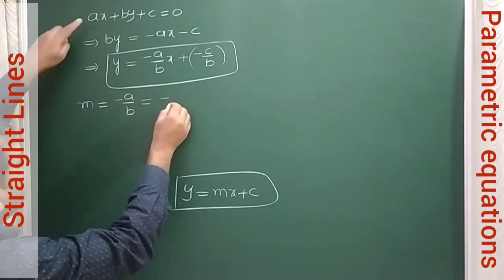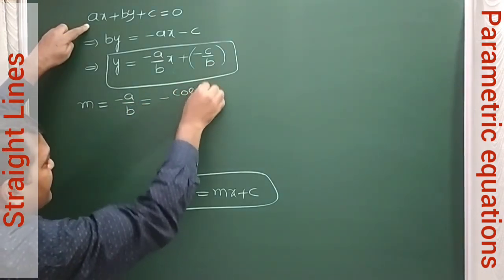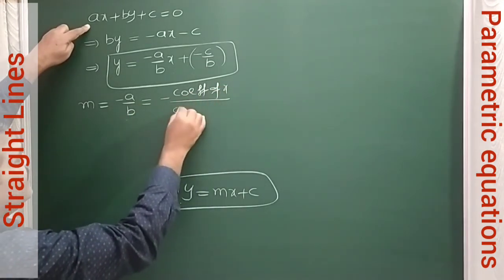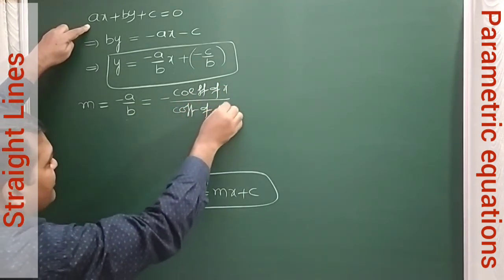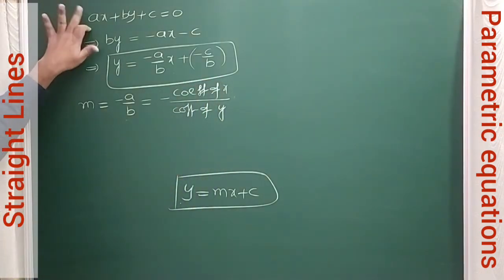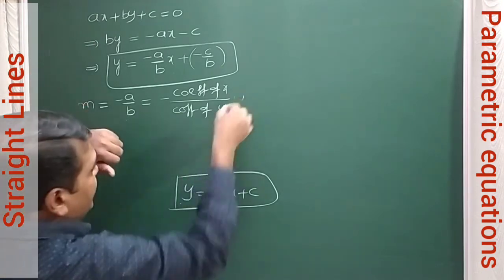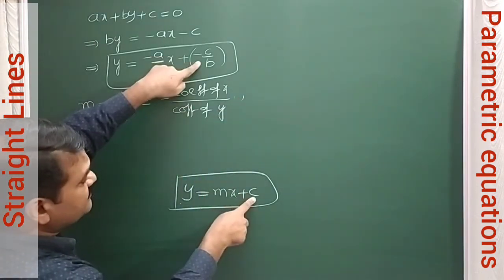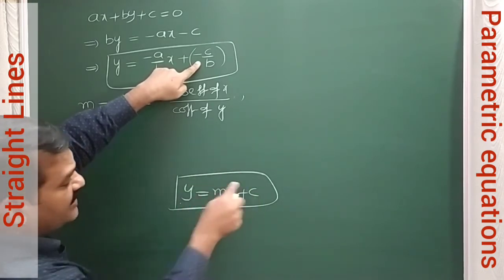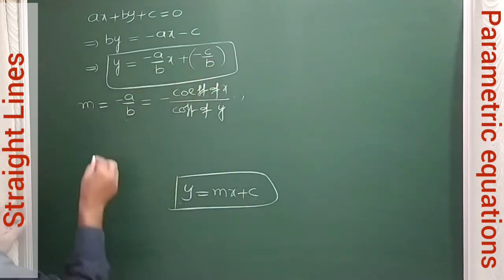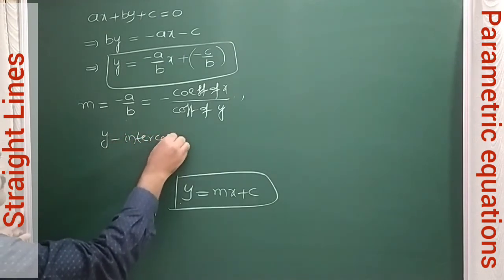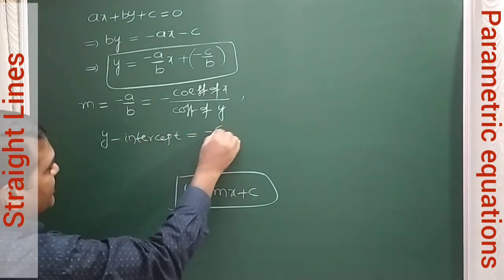So minus a means coefficient of x and b means coefficient of y. This is the standard formula you have to remember whenever the line is in this form. And compared with this, what is this c? This is the y-intercept. So what is the y-intercept we have? Minus c by b. So y-intercept is minus c by b.